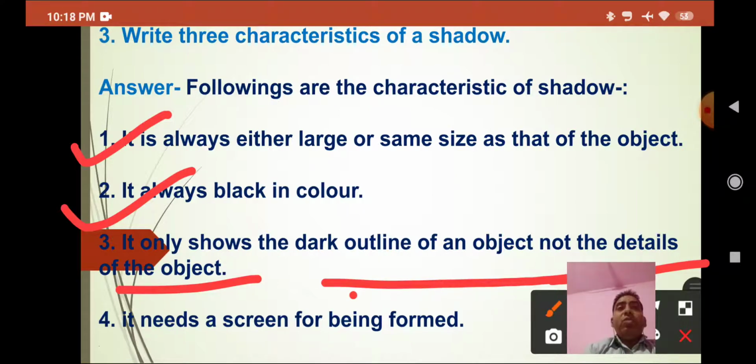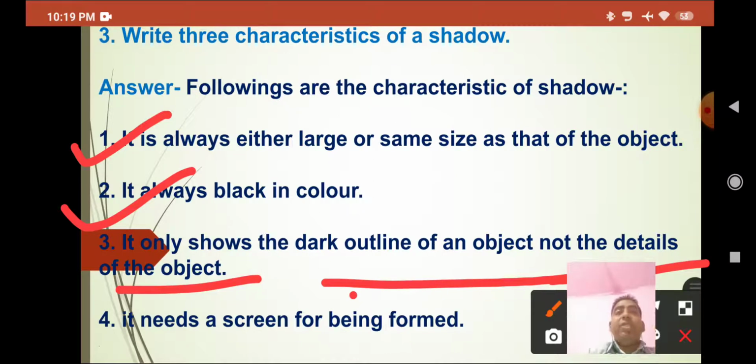Okay, the next characteristic feature is that the size of the shadow varies depending upon the distance between the object and the screen. First, it varies with the distance between the object and the screen. Second, it varies with the distance between the object and the source of light. In this way, the size of the shadow depends on both.